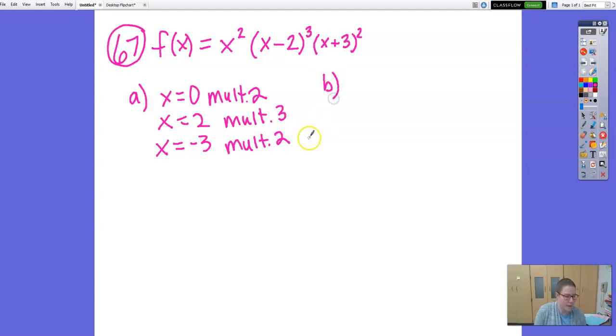Okay, and then if you remember, part B asks us to determine whether the graph touches or crosses at each x-intercept, or at each zero. So at 0, it has an even multiplicity, and remember, an even multiplicity is going to touch. So it's going to touch at 0. That means the graph is going to touch the x-axis and turn. X equals 2 has a multiplicity of 3, so it's going to cross the x-axis at 2. And then we have a multiplicity of 2, which is an even degree again, so it's going to touch at negative 3.